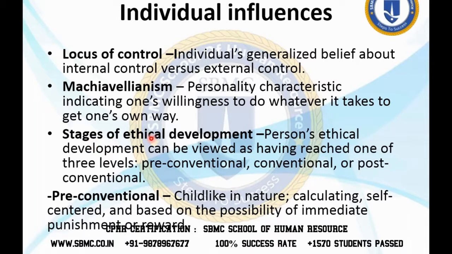Here, your personal ethical development can be viewed as having reached one of three levels: pre-conventional, conventional, and post-conventional. So there are certain stages of ethical development. The first is the pre-conventional. It's a childlike nature, calculating and self-centered, based on the possibility of immediate punishment or reward. It is just like how you treat your child: you give him a chocolate for doing something good, and you scold him when he didn't work properly or finish his work. Accordingly, it's the pre-conventional stage.